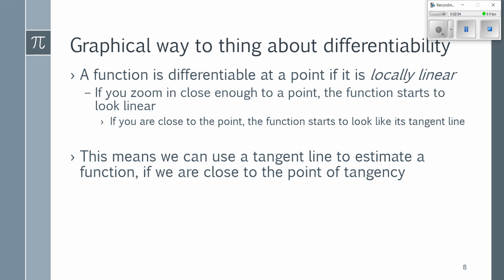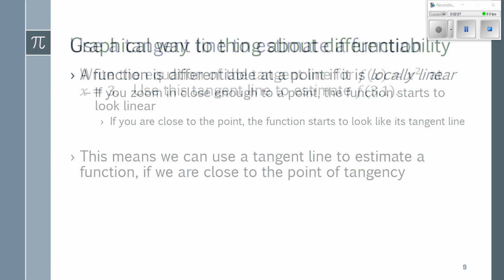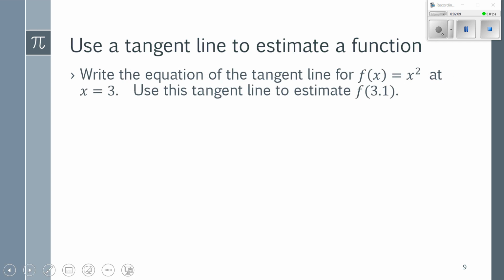So an example of this would be, let's say I'm asked to write the equation of the tangent line for the function x squared when x is 3, and then use this tangent line to estimate f of 3.1. I know this is an example where you're like, well, it's not that hard for me to square 3.1 even without a calculator, but I just want to go through the work here. Once we start getting our shortcuts for derivatives, these will get more complex, and you'll start to see why this is helpful for us. So to find the equation of a tangent line, I need a point and a slope.